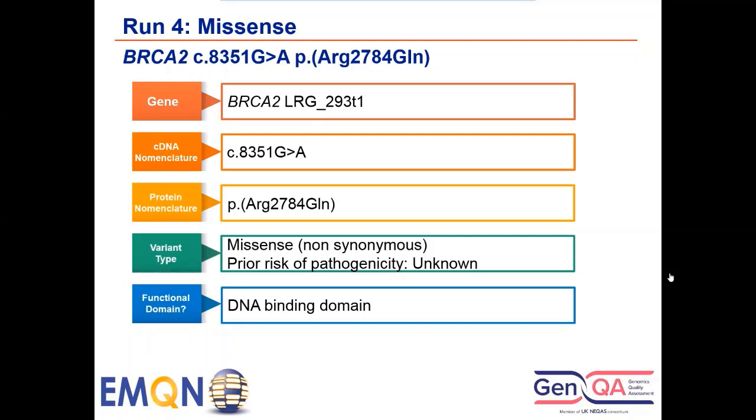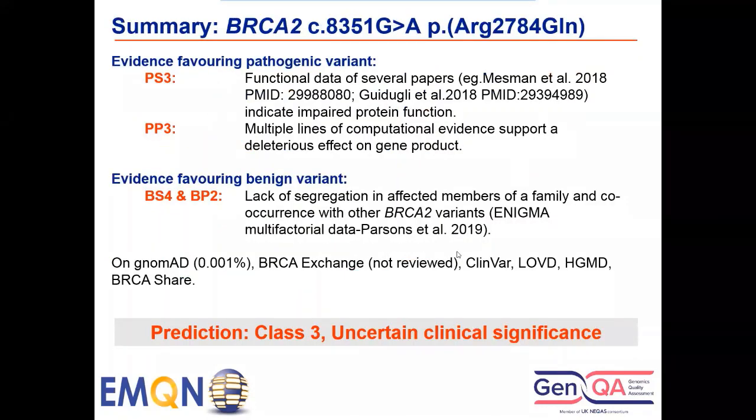The first variant I will discuss is this variant in BRCA2, c.8351G>A, which encodes a change of arginine to a glutamine. This variant is in the DNA binding domain and has been tested in several functional studies. These functional studies show that this variant shows an impaired protein function. And besides that, there are multiple lines of computational evidence that support a deleterious effect.